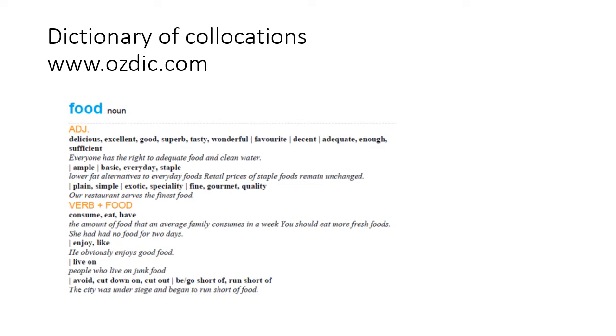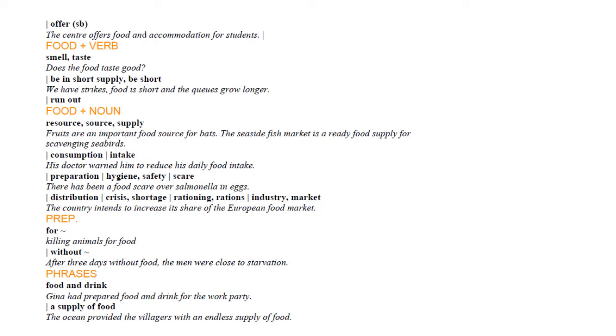And in some contexts, we can say we avoid certain types of food, we cut down on certain types of food, and so on. And then we have example sentences for some of the verbs that go with the noun food. Then we have, you can also offer somebody food, and then we have verbs that collocate with food but come after the noun food, like food smell, food taste, and so on.